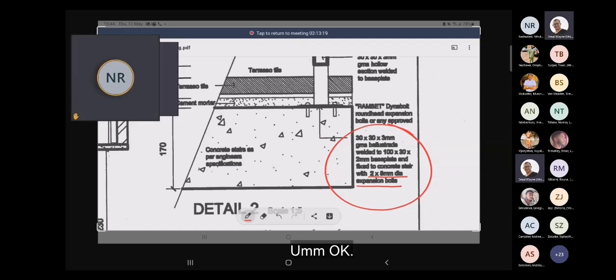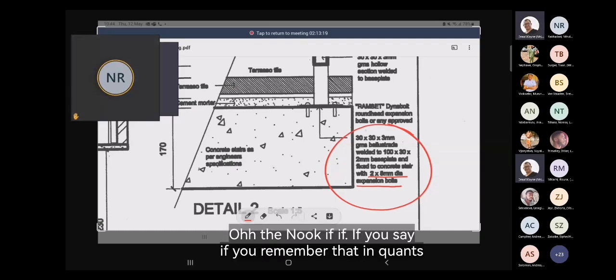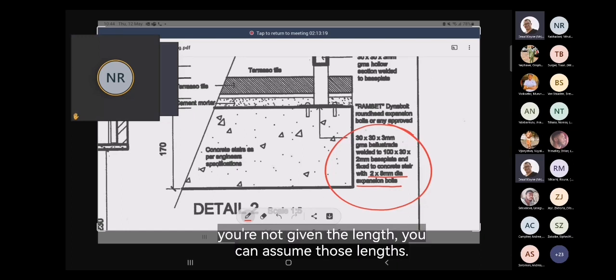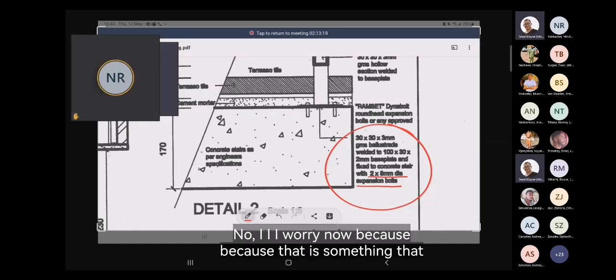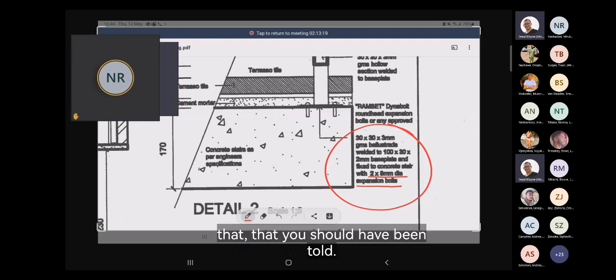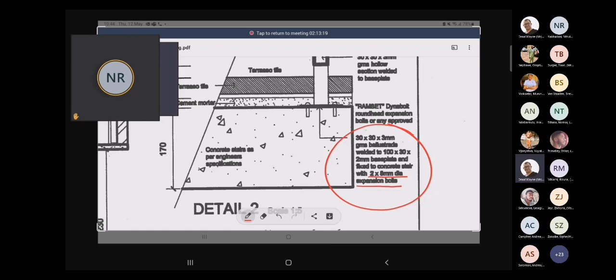Okay. Oh, look, remember that in quants, if we're not given the length, you can assume those lengths. You did not know that? No, I worry now because that is something that you should have been told in first year. Okay. Thank you. Sure.